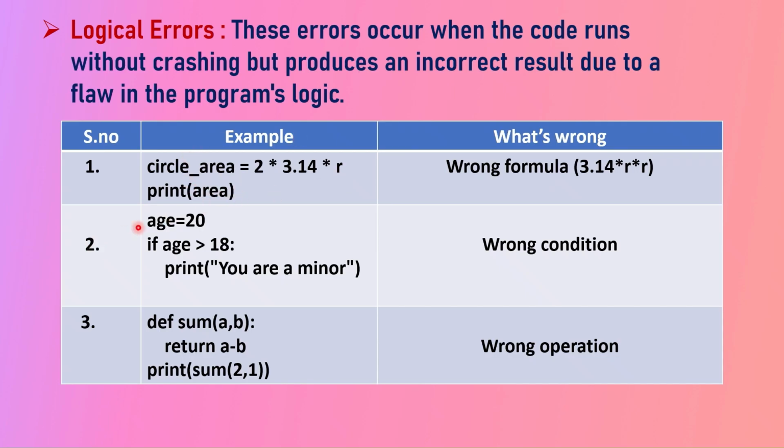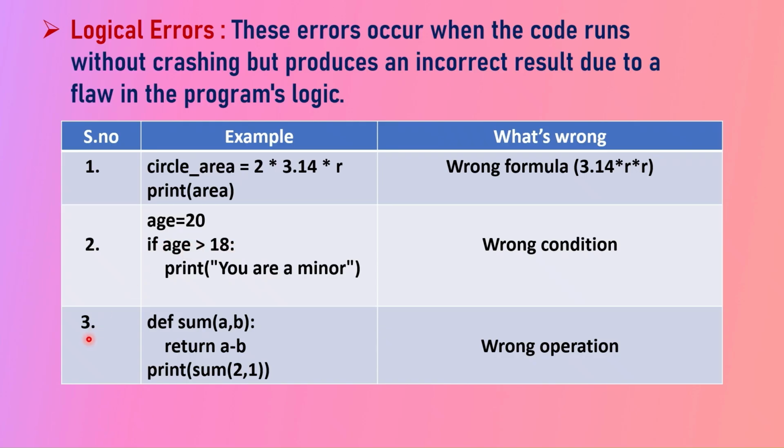In the second example, I declared a variable named age and assigned the value 20 to it, and I am checking the condition. If the age is greater than 18, then I am printing "you're a minor". But generally, a person is a minor if the age is less than 18, right? Here I gave age greater than 18 and printed minor, so I gave the wrong condition. This results in wrong output due to this logical error.